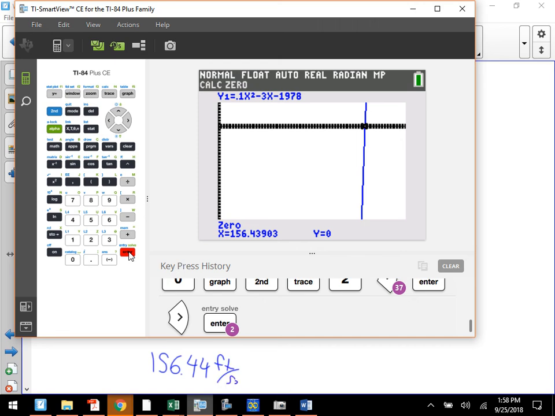What's your answer? Did you type in the correct equation? 0.1x squared minus 3x minus 1978. What's that? Oh, yeah, and that's why you'll be off by that. If you're off by a couple hundredths or a tenth or two, that's not really all that bad, but 6? You done goofed. All right. Again, it's the calculator trying to figure out what values mean.